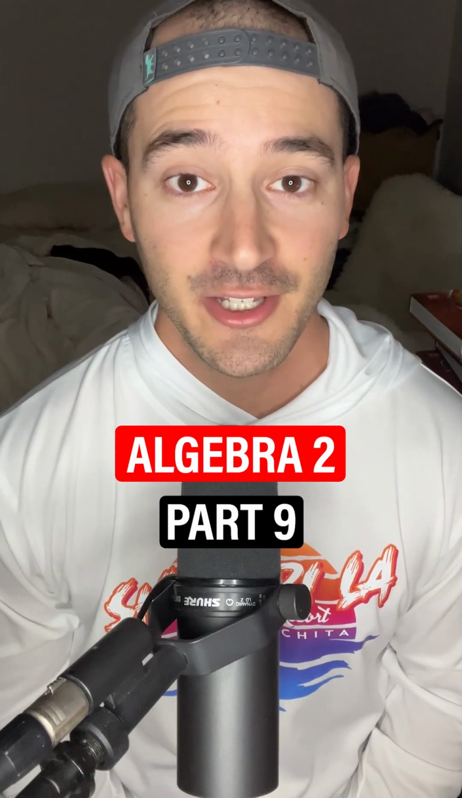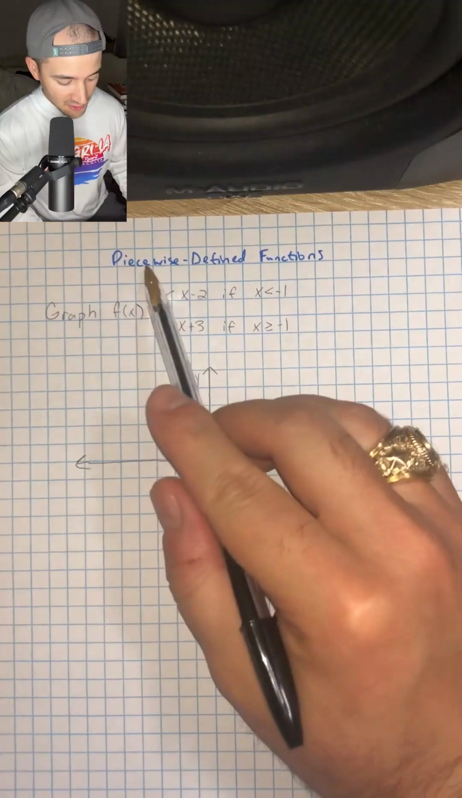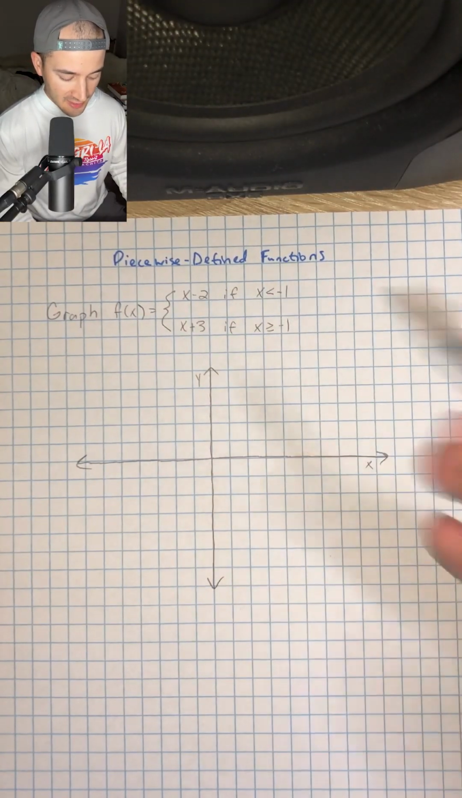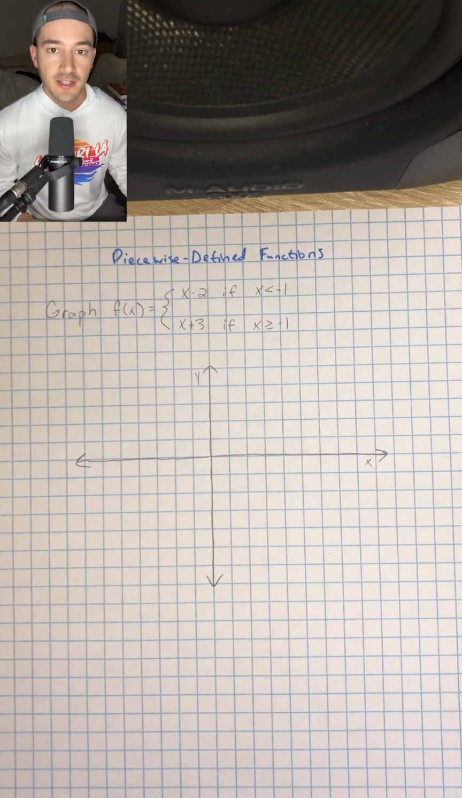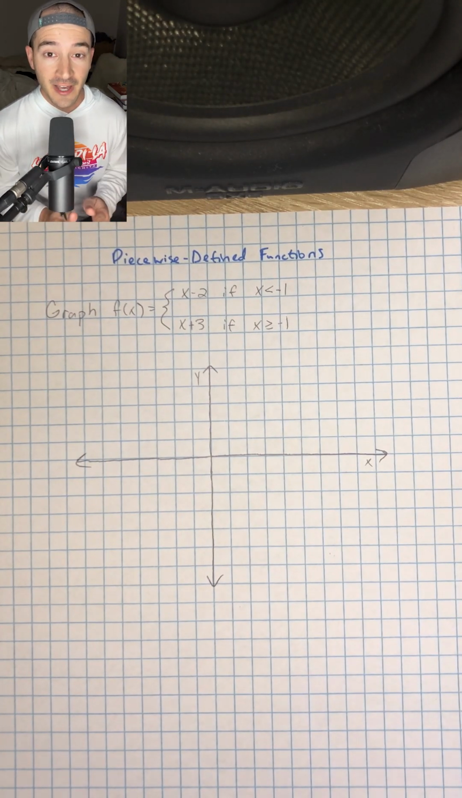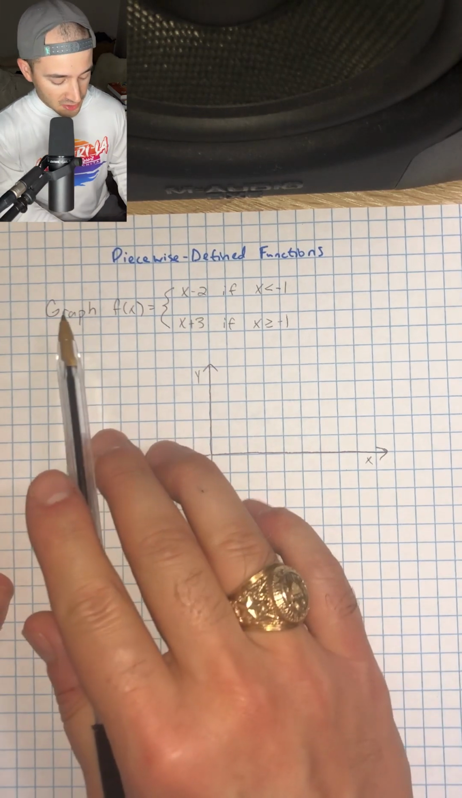This is everything you need to know for Algebra 2, Part 9. So we're talking about piecewise defined functions, and piecewise functions are just functions or equations that are divided up based on their x value, okay? So I'm going to show you what that looks like.